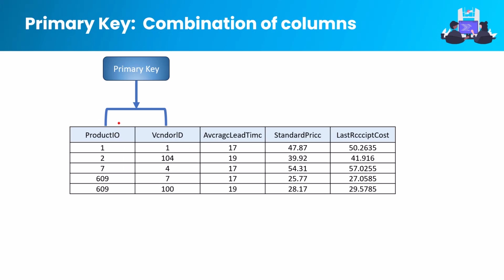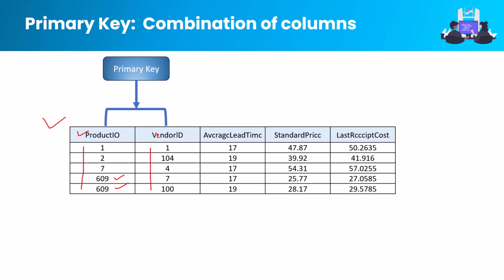Now you can see in this table, this is a product vendor table. Here you can see the product ID, and also the vendor ID. But the product ID column will not be able to uniquely identify each record, because you can see these two values are not unique in this table. So that's why product ID will not be able to uniquely identify.